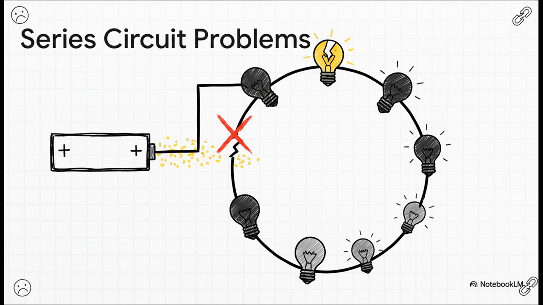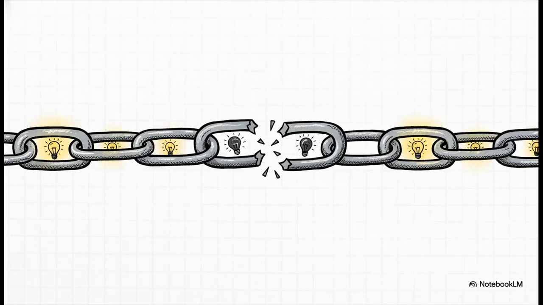And on top of that, the more bulbs you add, the more they have to share the power, and the dimmer they all get. So the big takeaway here is simple. In a series circuit, it's all or nothing. It's a single chain, and if one link in that chain breaks, the whole thing is useless.